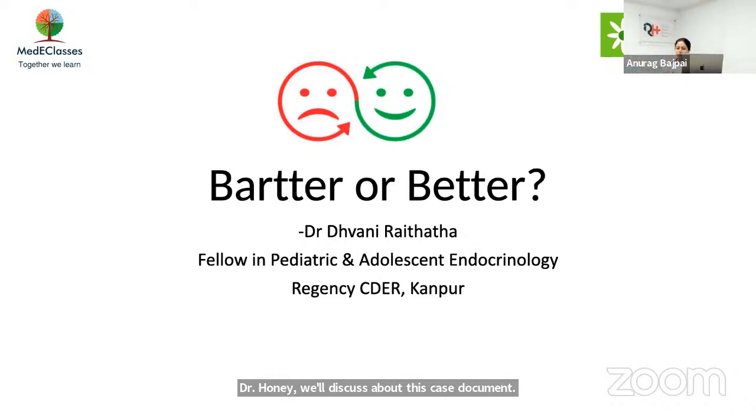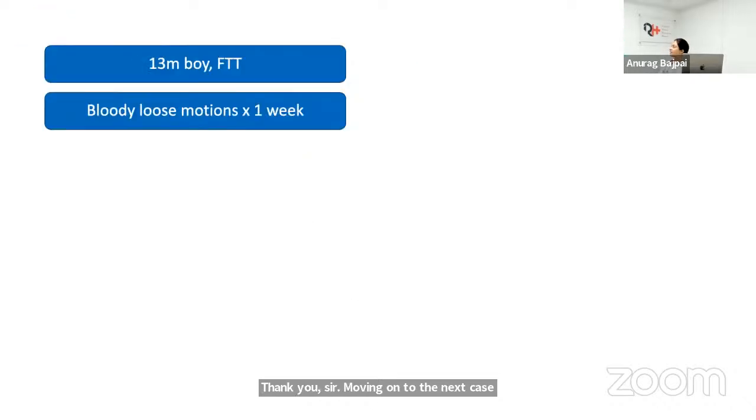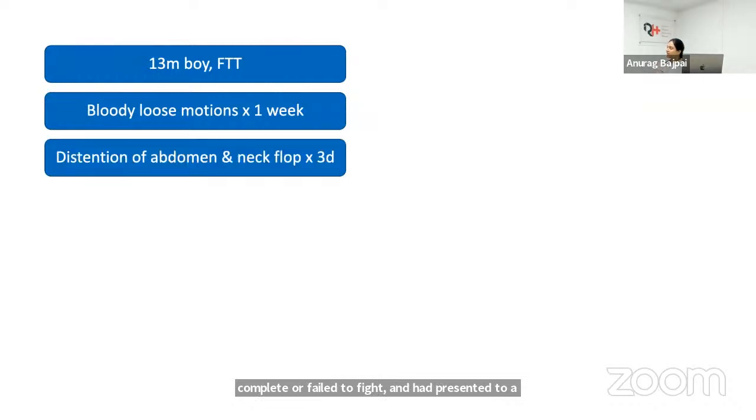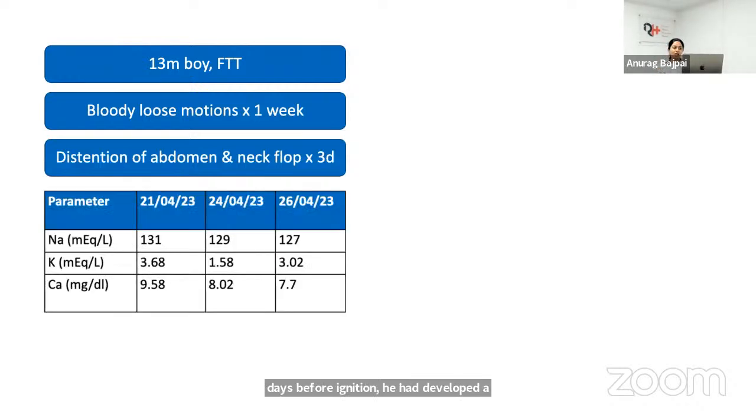Thank you, sir. Moving on to the next case. We recently had, about 2 weeks back, a 13-month-old boy with failure to thrive who presented to a pediatrician with fever and bloody loose motions for about a week. For the last 3 days before admission, he had developed distension of abdomen. During the hospital stay, the child was found to have bacillary dysentery and was managed along those lines, but he was also found to have persistent hyponatremia, gradually progressive hypokalemia and hypocalcemia.